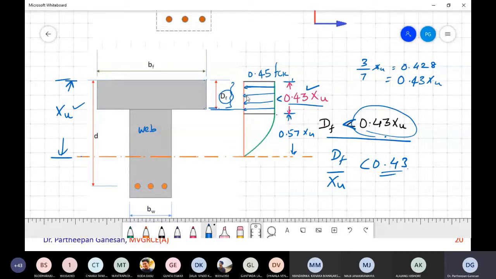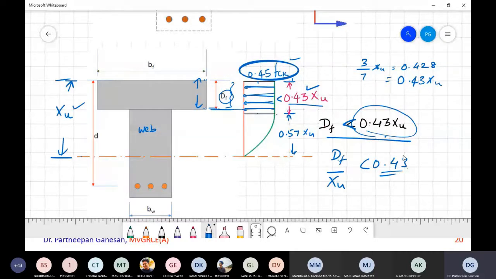Now this is the stress distribution; it is 0.45 fck. Now over this depth, over this thickness of flange alone, is the stress distribution uniform or not uniform? Uniform. And what is the stress value? 0.45 fck. Is that clear to everyone, students? I am saying my Df by Xu is less than 0.43, and it is the same as this one.